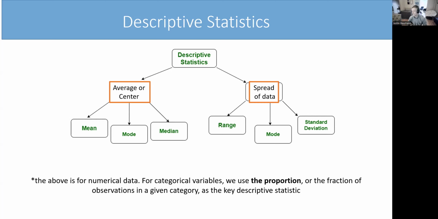Note that all of this that I just talked about is for numerical data. When we're using categorical data and we want to understand the difference between one and another, we actually have to use a proportion or the fraction of observations in any given category instead of like the number, the mean.